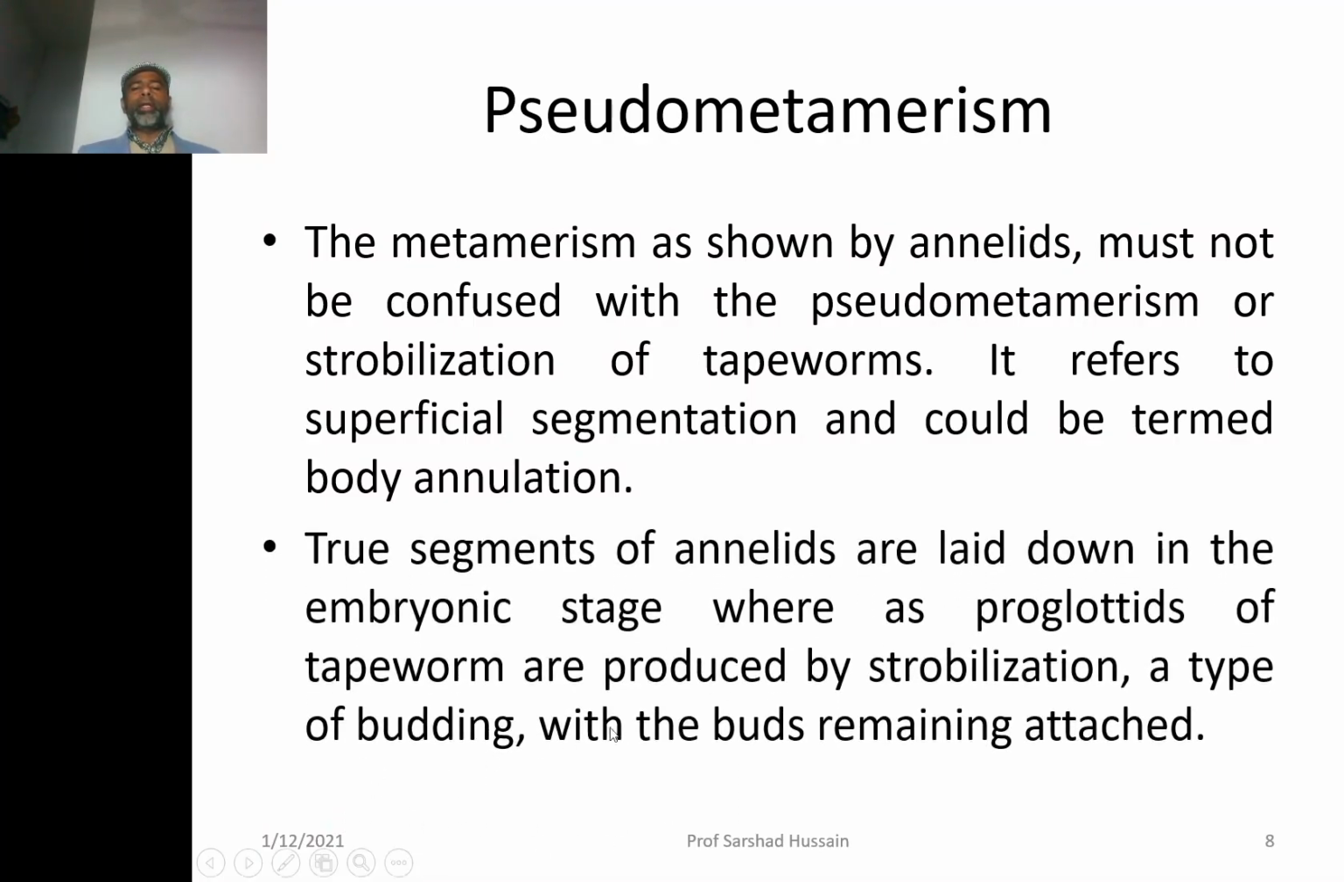Why were they so called? Because the segments of annelids are laid down in the embryonic stage, whereas proglottids of tapeworm are produced by strobilization. We have discussed that in a tapeworm, the number of segments is from 800 to 900. Why? Because there is a continuous process of formation of new segments at the strobilization. So the number is not fixed. In annelids, once formed in the embryonic stage, the number remains the same up to the adult form, whereas in the tapeworm you will not see that. In the young form you will have a smaller number of segments, and in the adult form you will have more. So strobila are formed in the tapeworm by budding, with the buds remaining attached. It is a separate type of bud, you can say, that is just attached to the anterior one.